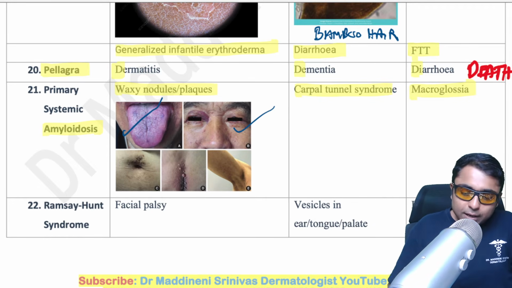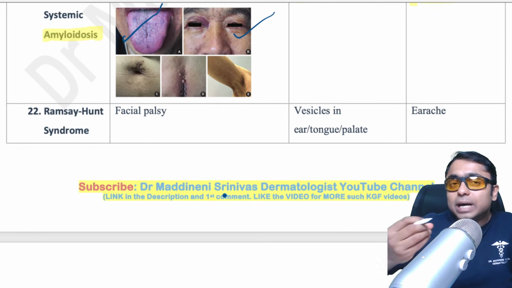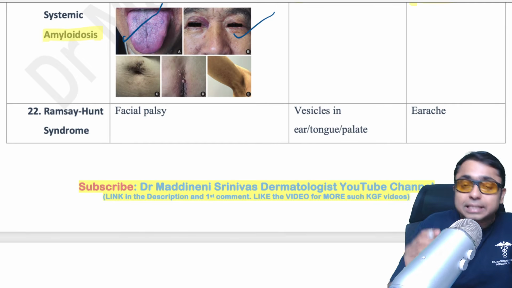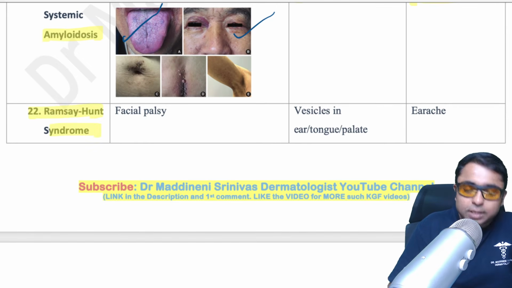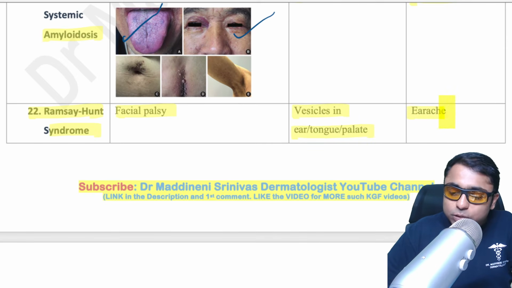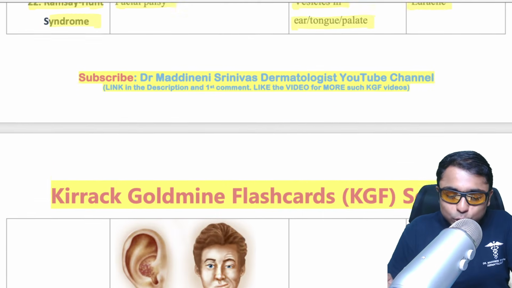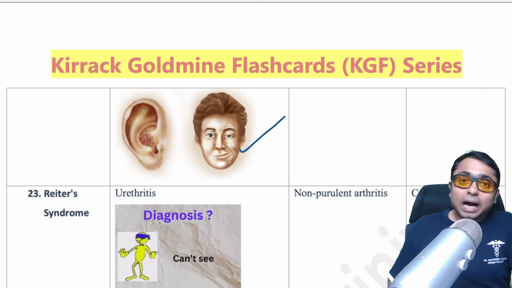Okay. Next is Ramsay-Hunt syndrome. I hope all of you have heard this in your ENT. So what is this? This is a herpes zoster oticus. Patients are going to have the facial palsy, and there will be vesicles in the ear, tongue and the palate, and also there is going to be pain in the ear. So this is the Ramsay-Hunt syndrome associated with herpes zoster oticus.